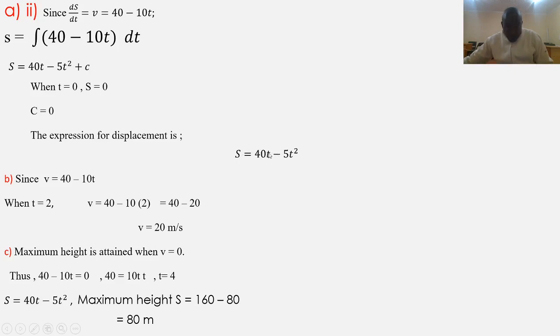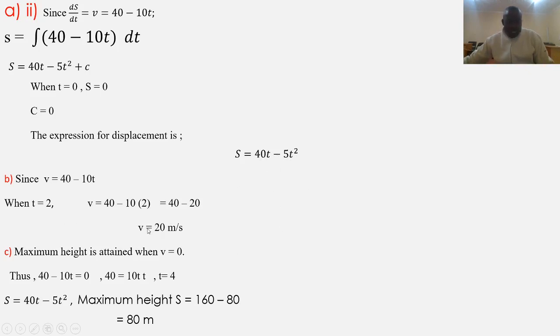So displacement will be what? You substitute 2 here, it becomes 80 minus 10 times 2 squared. 2 squared is 4, 4 times 5 is 20. So this is 80 minus 20, which is 60. So displacement after 2 seconds will be 60 meters.